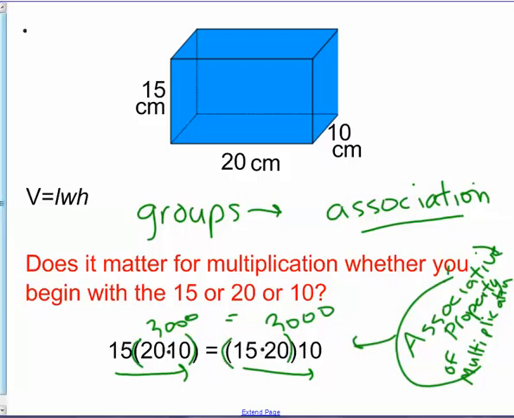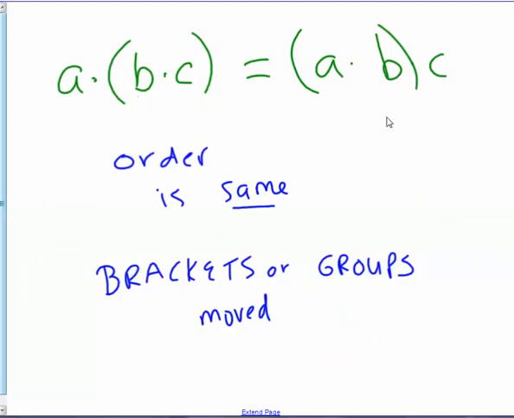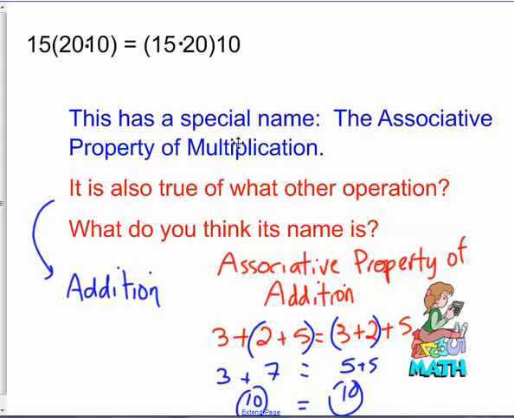So in general, in the language of algebra, remember the order is the same, A times B times C. In this one I'm going to group B times C first, then times A, and in this one I'm going to group A times B first, then times C. I will get the same product. It doesn't matter if it's all multiplication and I move the brackets, I change the groups, the product is the same. Okay, so that's the associative property of multiplication, and we also discussed that it also works with addition.